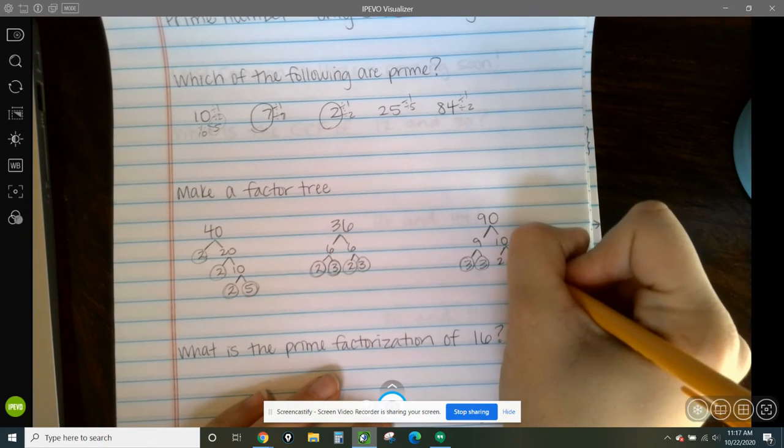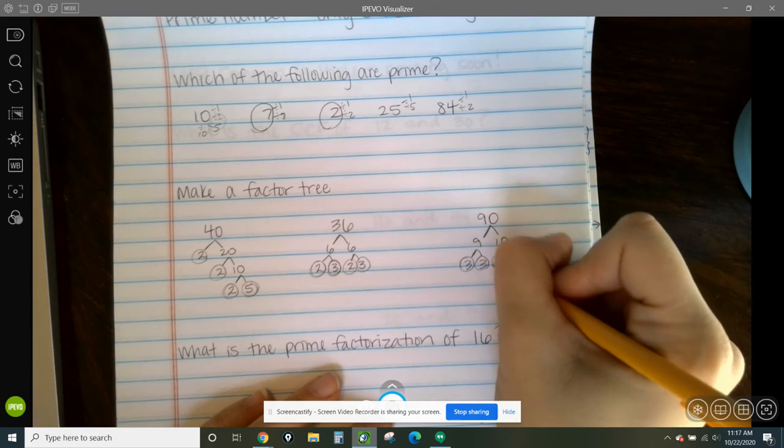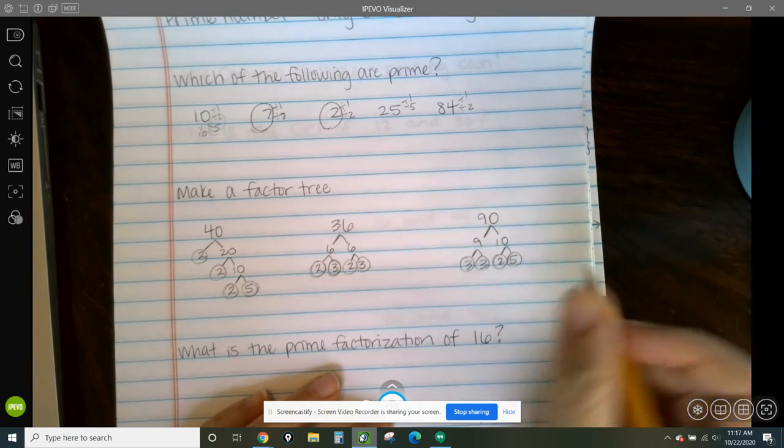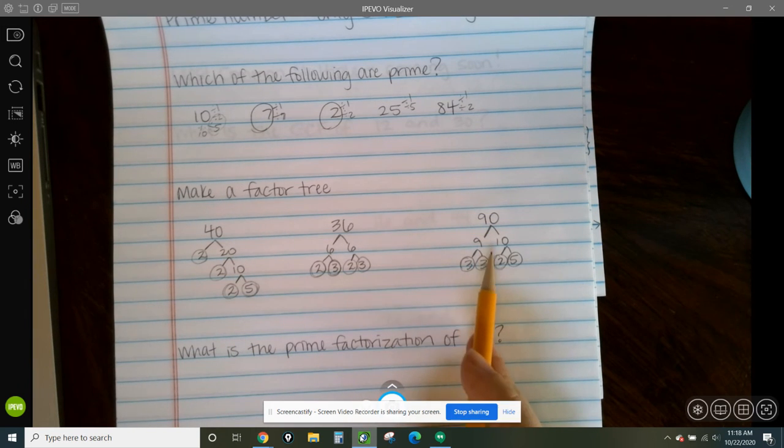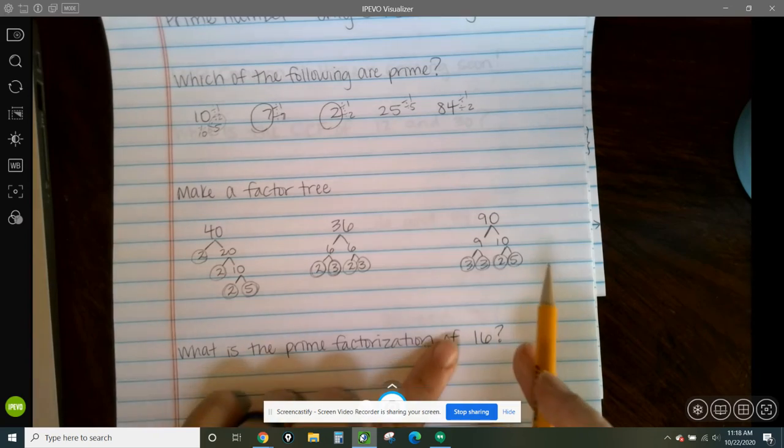And 10 is 2 times 5. We know 2's prime and 5's prime. So that's the end of the road there as well. So that's how you make factor trees. There's not one specific correct way. You could have done this a lot differently. You'd still end up with the same factors.